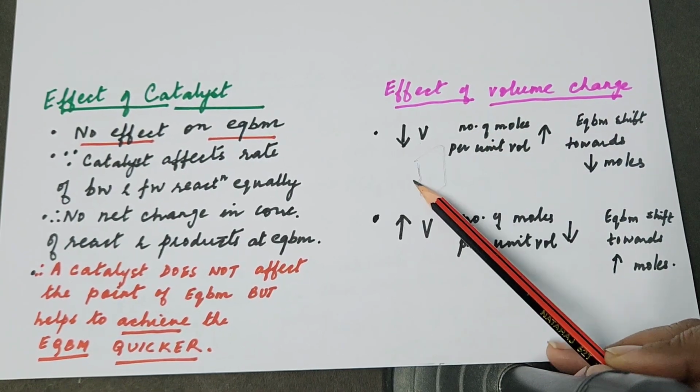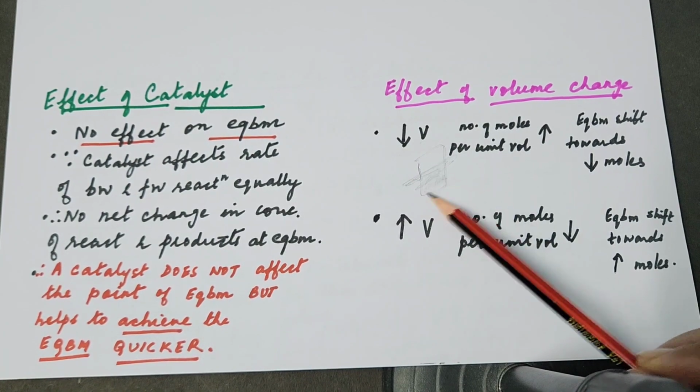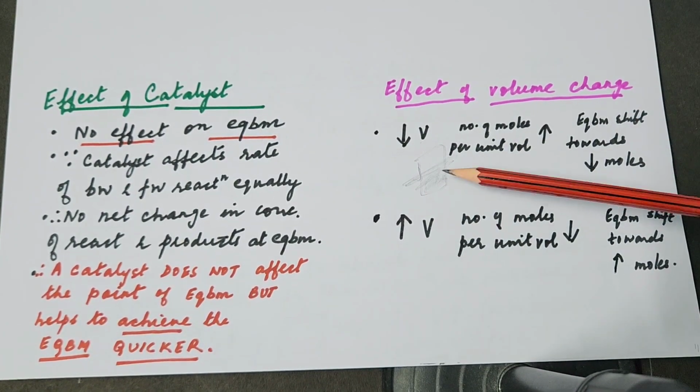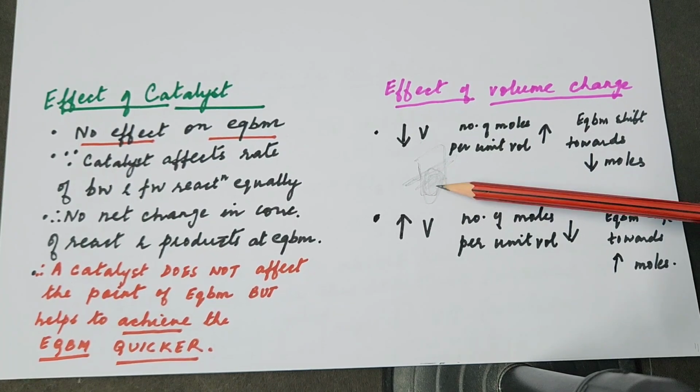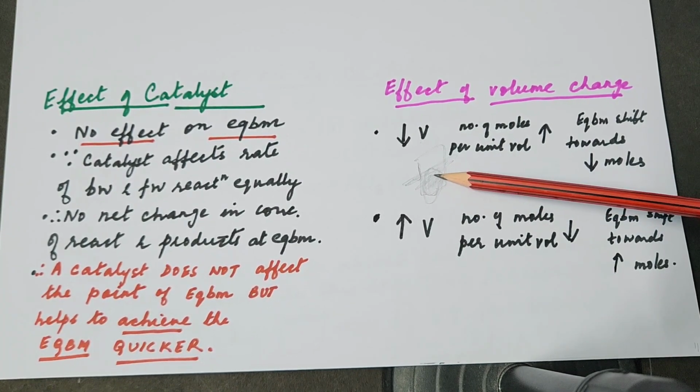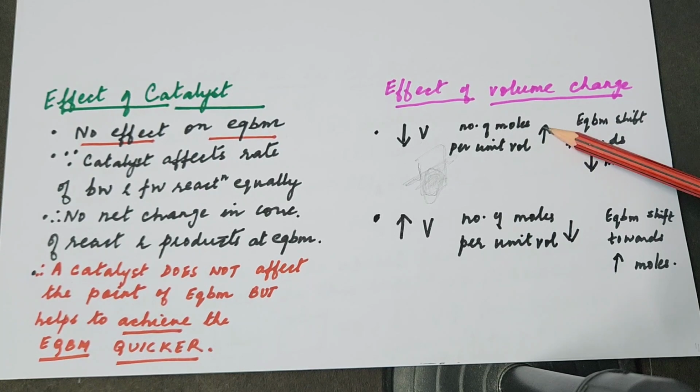If this was the volume, now if we make the volume this much, the one in the shaded portion, the number of moles per unit volume will increase. Lesser space, and therefore the system will try to undo that. So if moles increase, the system will move in the direction which will decrease the number of moles.